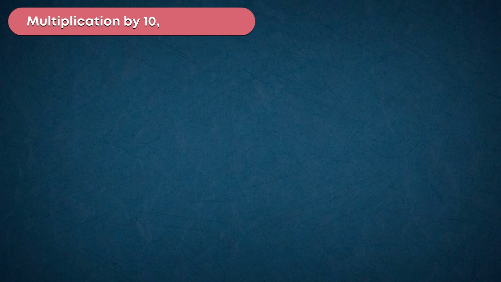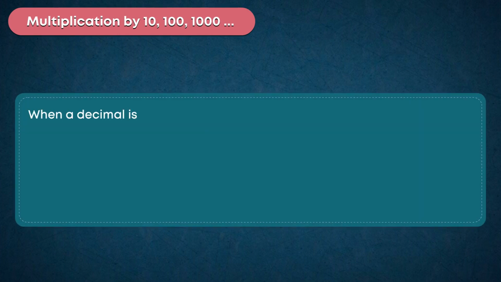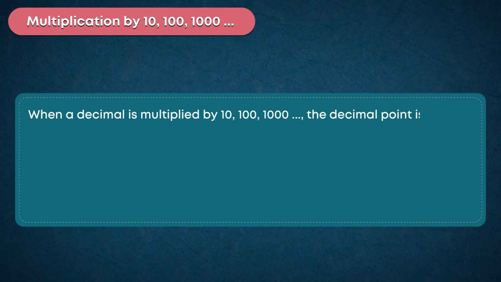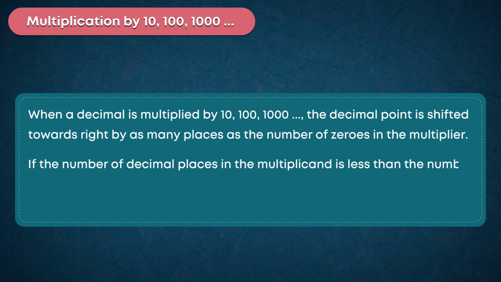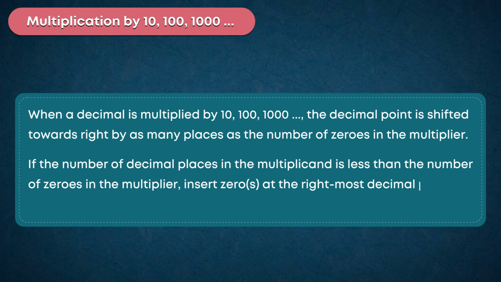Multiplication by 10, 100, 1000. When a decimal is multiplied by 10, 100, 1000, the decimal point is shifted towards right by as many places as the number of zeros in the multiplier. If the number of decimal places in the multiplicand is less than the number of zeros in the multiplier, insert zeros at the rightmost decimal place in the multiplicand.